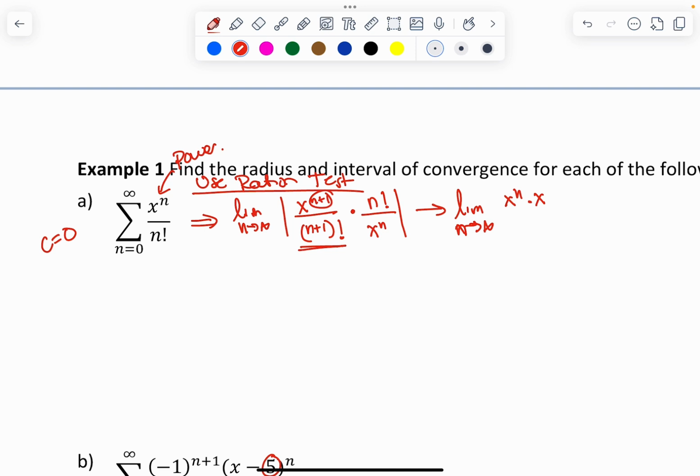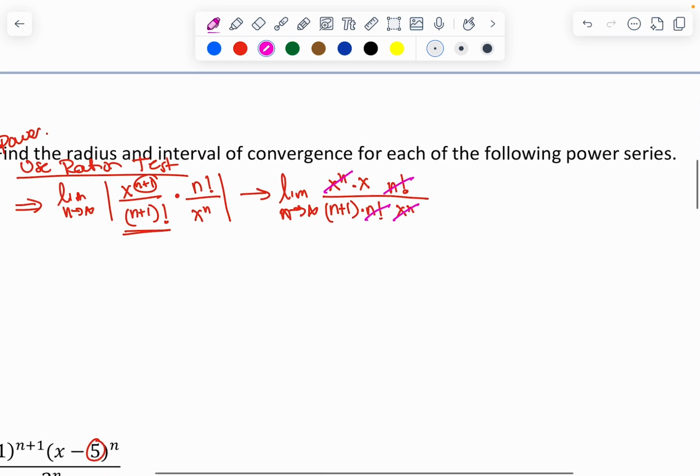Now, which one would make more sense? Turning n plus 1 into n or turning n into n plus 1? Hopefully at this point you figured out that it's the bottom one, so n plus 1 times n factorial. And we have n factorial on top and x to the n on the bottom. The point of all that was so that we can cancel out those factorials and the x to the n's. So now you are left with the limit as n approaches infinity. Absolute value is very important in the ratio test. We are left with x over n plus 1.